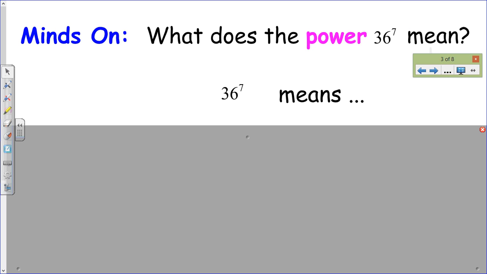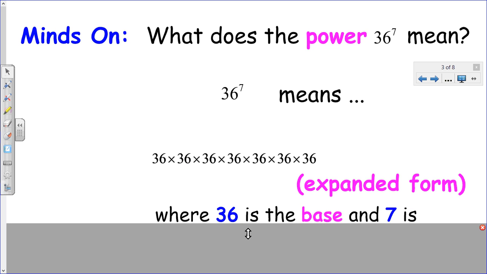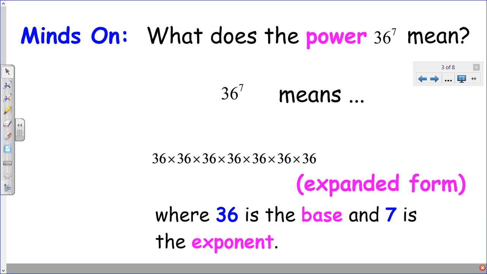So when we move further ahead, we need to know, what exactly does a power mean? If I have the power 36 to the exponent of 7, it means 36 multiplied by itself 7 times. That's referred to as the expanded form, and the number 36 is called the base, and the 7 is the exponent.